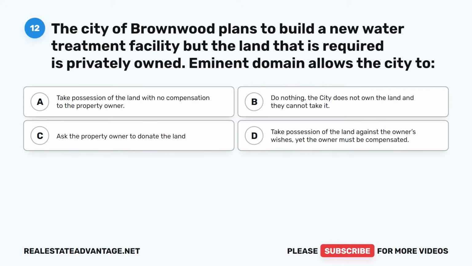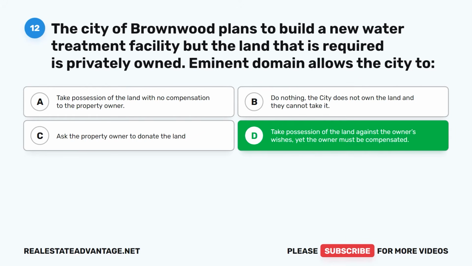is privately owned. Eminent domain allows the city to A. Take possession of the land with no compensation to the property owner. B. Do nothing. The city does not own the land and they cannot take it. C. Ask the property owner to donate the land. D. Take possession of the land against the owner's wishes, yet the owner must be compensated.